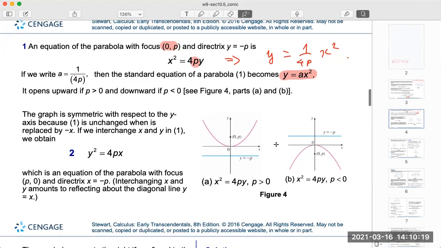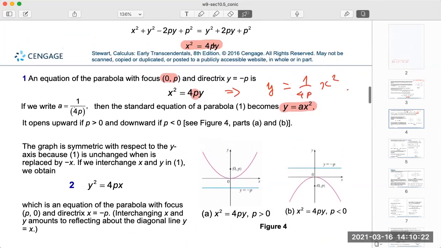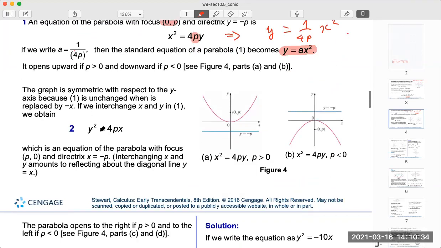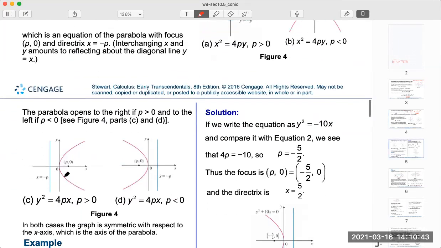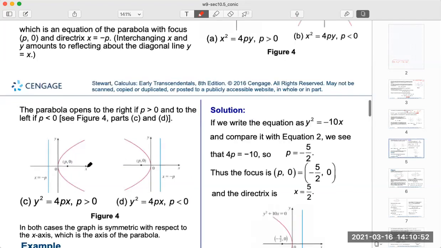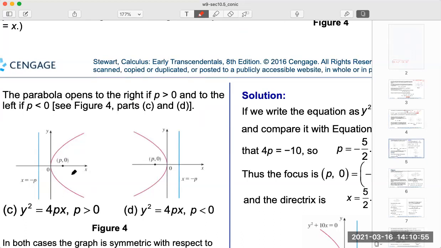Another type here is y, the function where y depends on x, right? Symmetry with respect to y. Another similar thing: if y squared is equal to 4px, then again, it has a similar shape. It would be like this. No matter what value of y or negative y, it gives us the same x value, right? X and y are interchanged, and the parabola becomes like this, or like this.